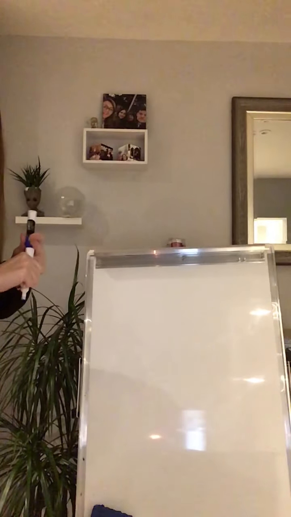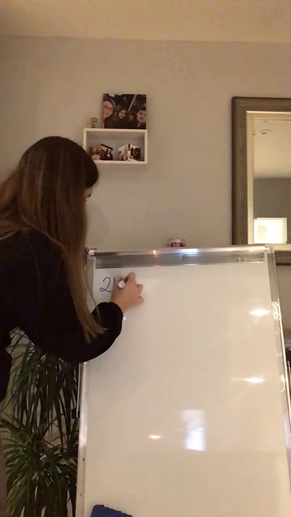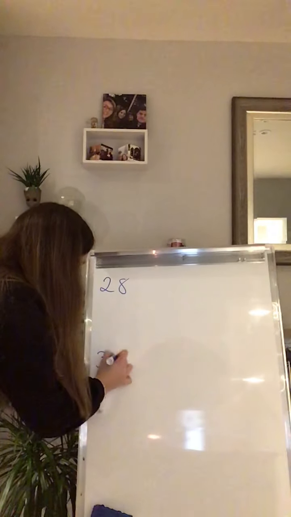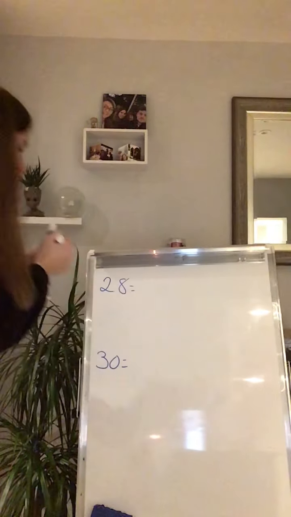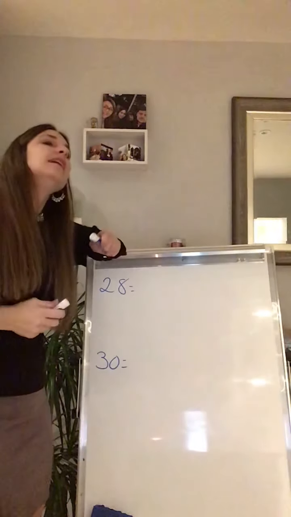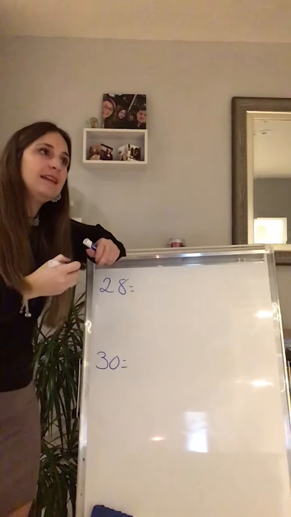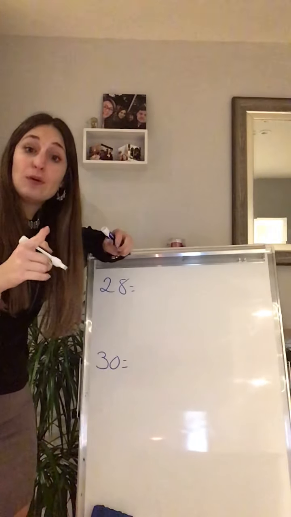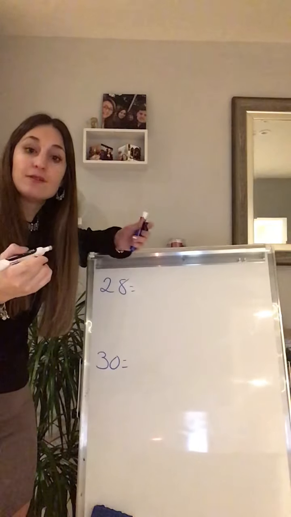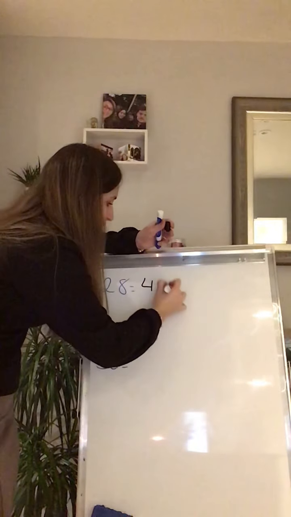Let's go into the number 28, and let's go into the number 30. Ready? So 28, how can I get 28? In what timetable do I get 28? I do get 28 on my 4 timetable, don't I? 4 times 7.